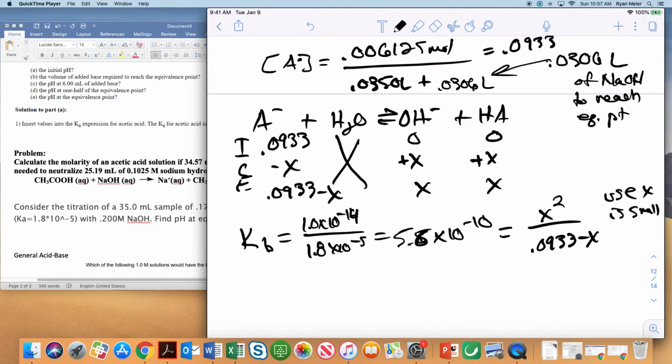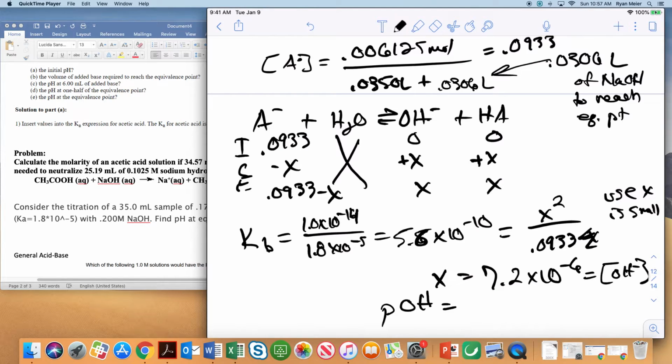Should look pretty familiar at this point to a lot of the steps we're doing here. So I can solve for my x value. After I make the x small approximation, my x is like 7.2 times 10 to the minus 6, and that is my hydroxide concentration again. So now I can find my pOH by taking the negative log of that.